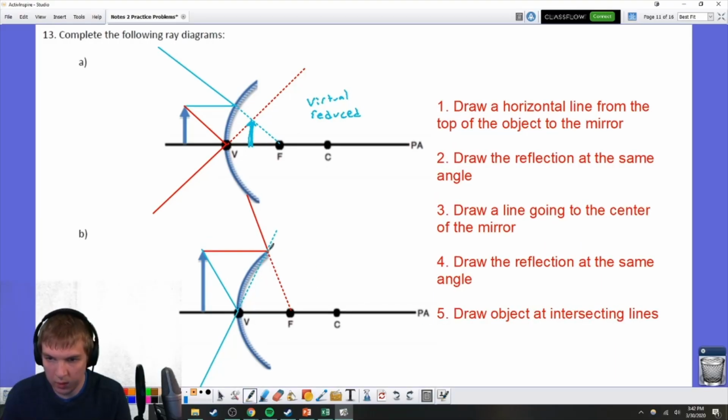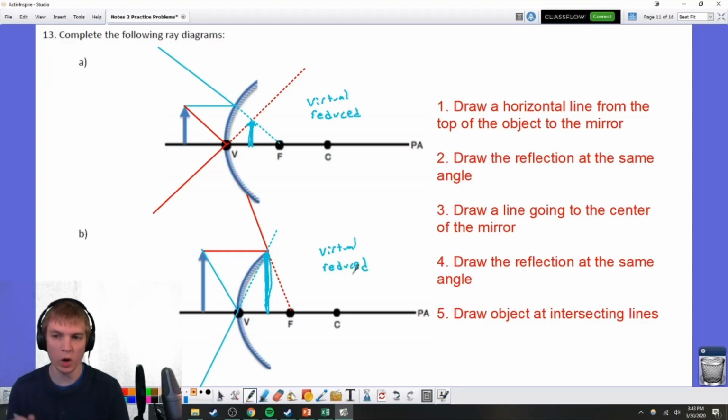And then it's pretty similar in size, but you get the idea. It's still going to be a virtual image. And even though it's still pretty close in size, it's going to be reduced. How do I know that? Because a convex mirror will always produce a virtual reduced image.